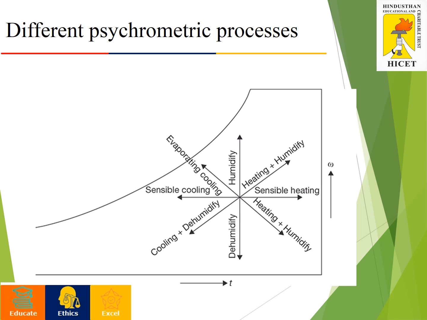Now the sensible heating and sensible cooling processes. In the heating process, without adding any moisture, if the air is heated, that is called sensible heating. Without adding any moisture, if the air is cooled, that is called sensible cooling. In both these processes, the specific humidity value will be constant, it will not change. But in these two processes, the relative humidity value changes. It will increase or decrease depending upon whether it is heating or cooling.